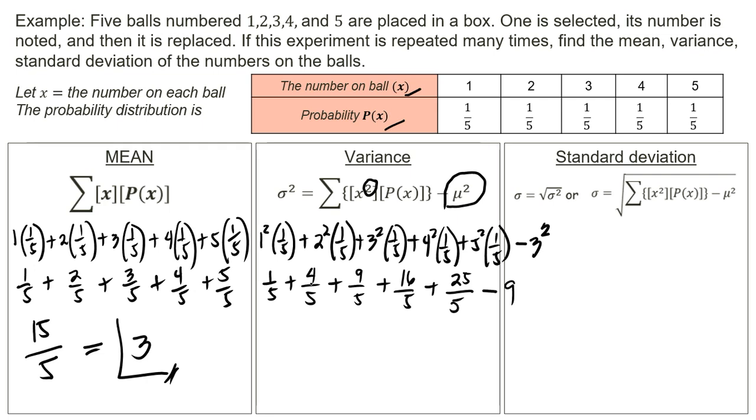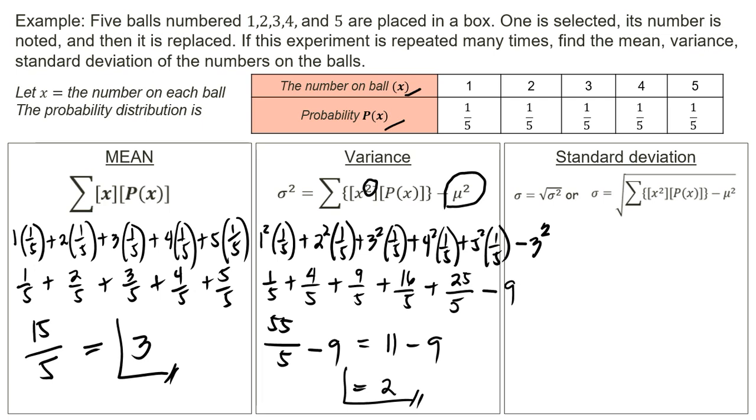So, 1 plus 4, that is 5. Plus 9, that is 14. Plus 16, that is 30. Plus 25, that is 55 over 5, minus 9. So, 55 over 5, of course, that is 11, minus 9. So, final answer for the variance is 2.